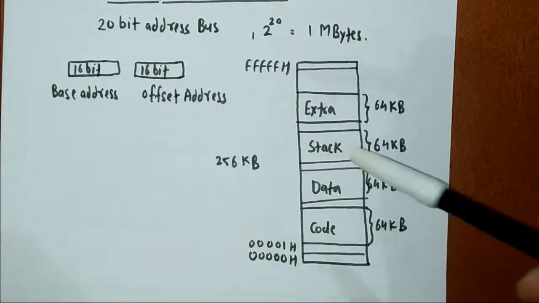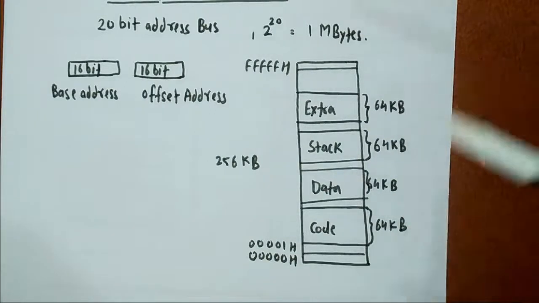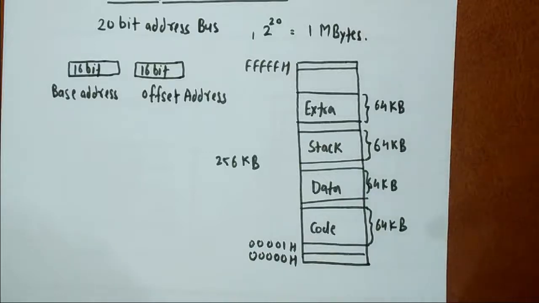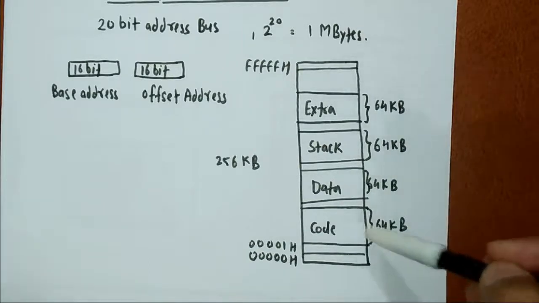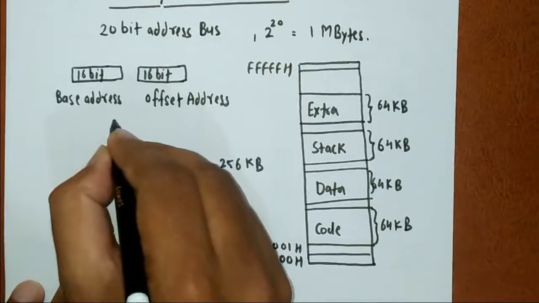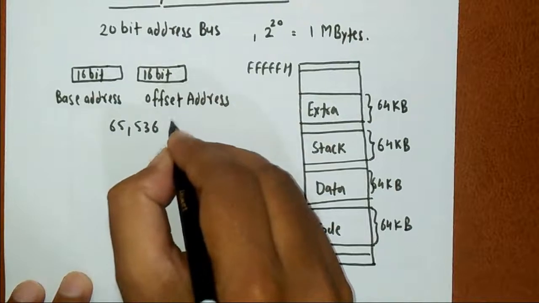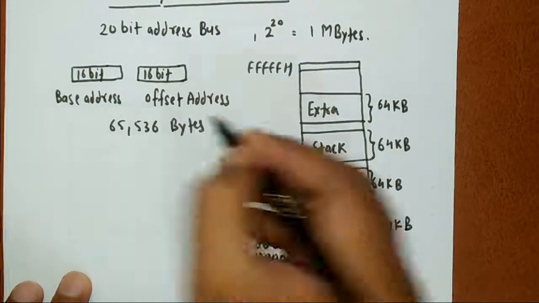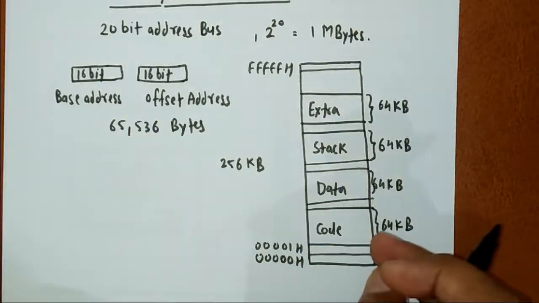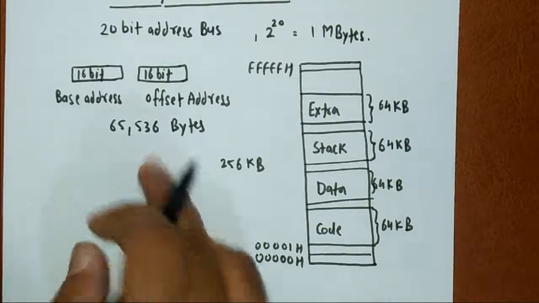So what I want to say is that we can create multiple extra segments, multiple stack segments, multiple data segments, and multiple code segments if required. Next thing is that in any of the segments, the total number of registers is 65536, or you can say 65536 bytes. This number is in decimal, right? In hexadecimal and binary terms we call it 64K, but in decimal it is 65536.